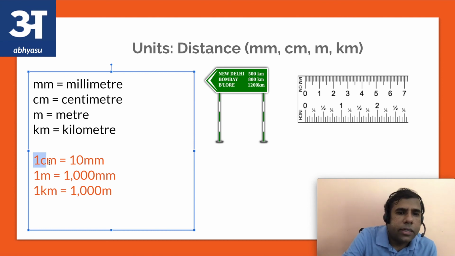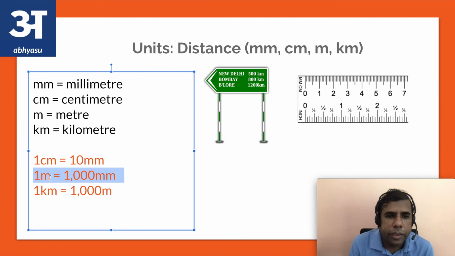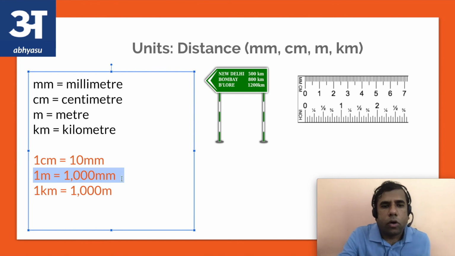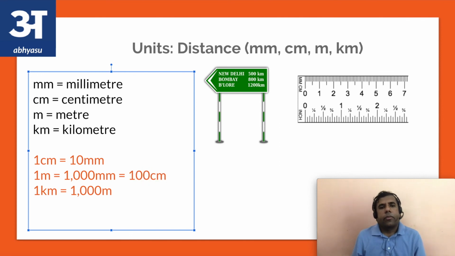1 cm is 10 mm, that is 1 centimeter is 10 millimeter. You can also see in your ruler, right? If you count 10 millimeters, which are these small markings, you will get 1 centimeter, which are these large markings over here. 1 meter is 1000 millimeter, which will also be the same as 100 centimeter. So 1 meter is 1000 millimeter or 100 centimeter, and 1 kilometer is 1000 meter.